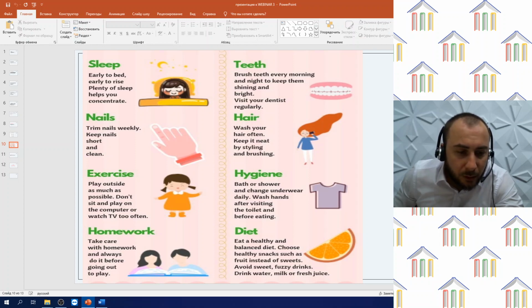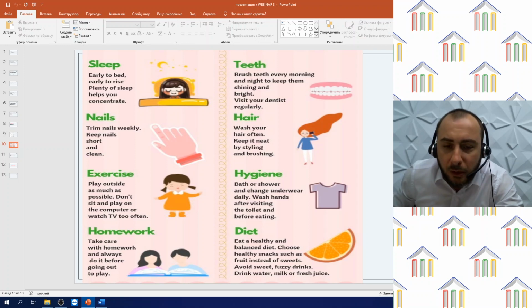Don't sit and play on the computer or watch TV too often and for too long. Homework. Take care with homework and always do it before going out to play. Teeth. Brush teeth every morning and night to keep them shining and bright. Visit your dentist regularly. Hair. Wash your hair often. Keep it neat by styling and brushing. Hygiene. Bath or shower and change underwear daily. Wash hands after visiting the toilet and before eating.